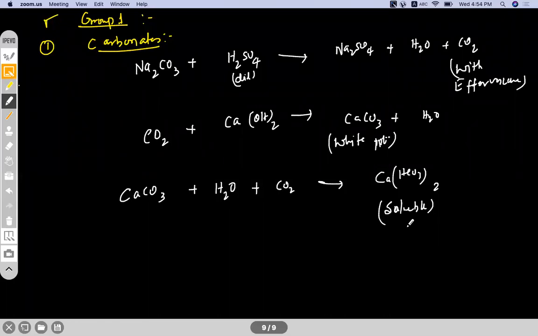One note you write down here. Obviously, not all these reactions are true for all types of carbonates. Correct. So write down here, carbonates of bismuth and barium are not decomposed by dilute H2SO4. Barium and bismuth carbonate are not decomposed by dilute H2SO4.